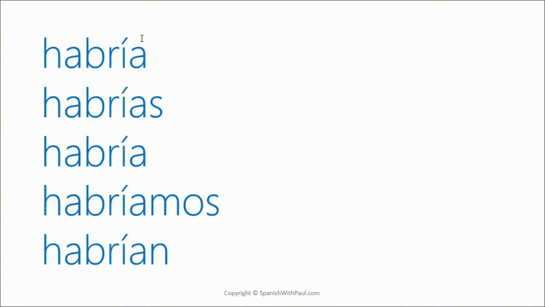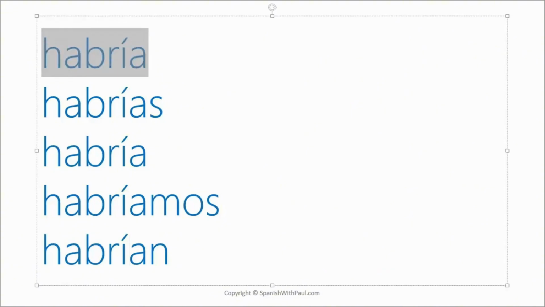You can see all the way down the line, we keep our key sound, this platform of habría. And it's also very important to notice that that stress point remains constant, always over the I. Habría, habrías, habría, habríamos, habrían.